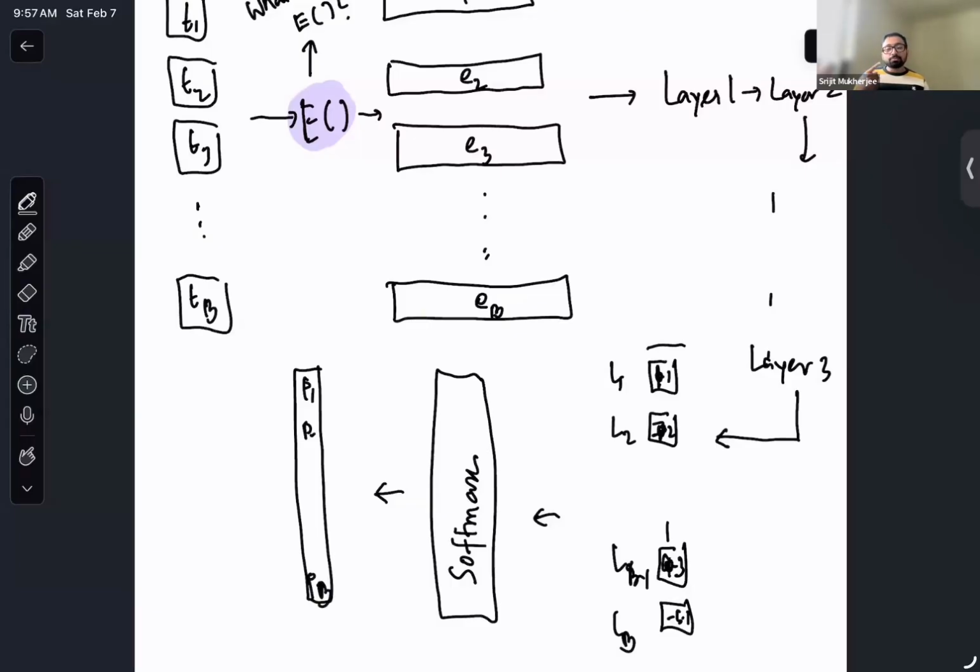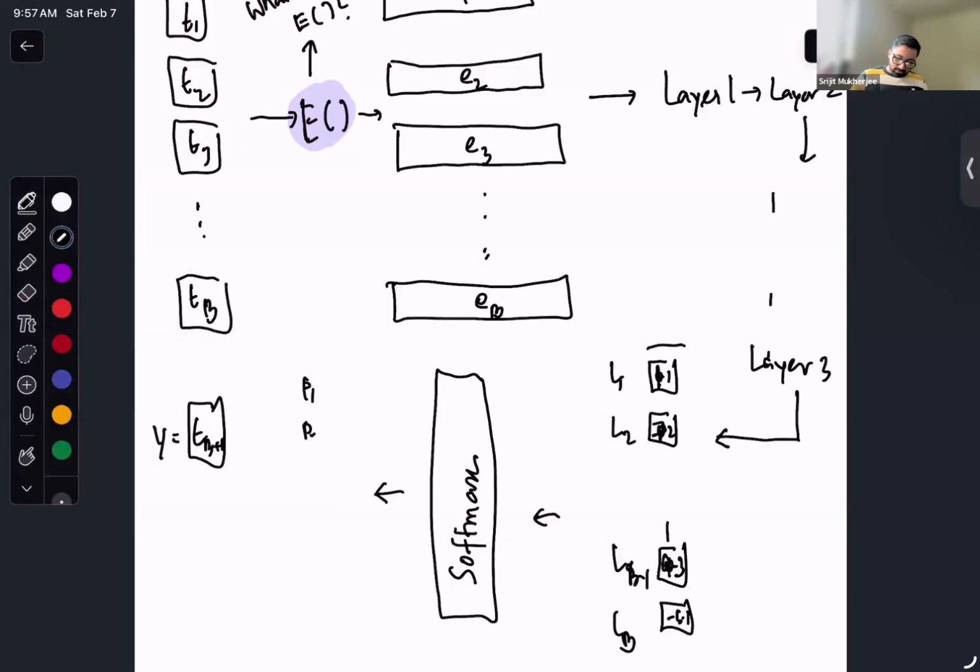Now, for these probabilities, you know that in the training data set, you have this TB plus 1 in the Y. So this is the X, there is also a Y, right? The Y is, let's say, some TB plus 1. So that TB plus 1, okay, by the way, this is not over B, I'm so sorry. This is over the, such a bad handwriting.